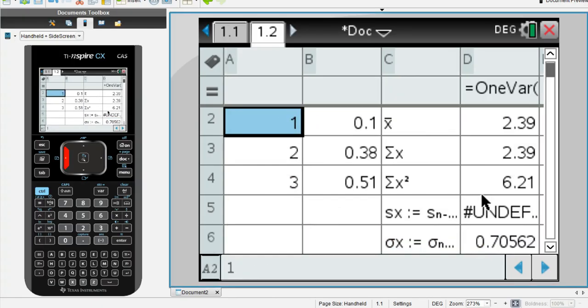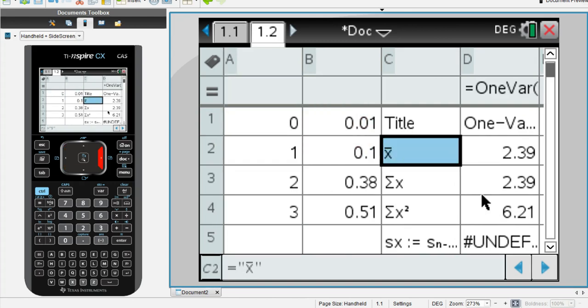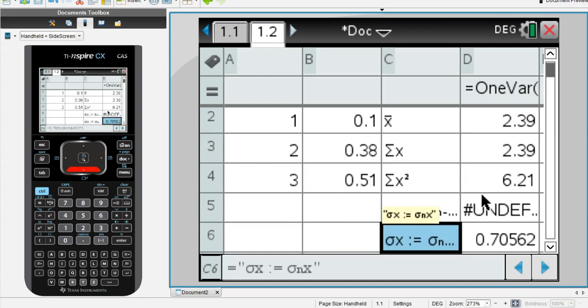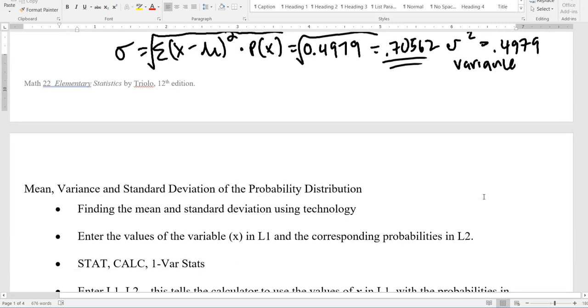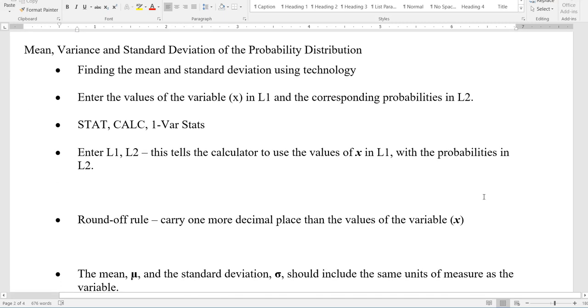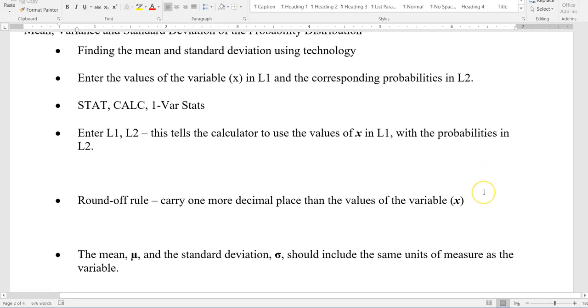So this is not as difficult as you want it to be. You should be able to find the mean, every x times its probability, add them up. You should be able to find the standard deviation, but technically this is the standard deviation of a population. Okay, true. So keep that in mind. Find the mean and standard deviation using technology. We just went over it. What this does is it gives you instructions for the TI-83 and 84.